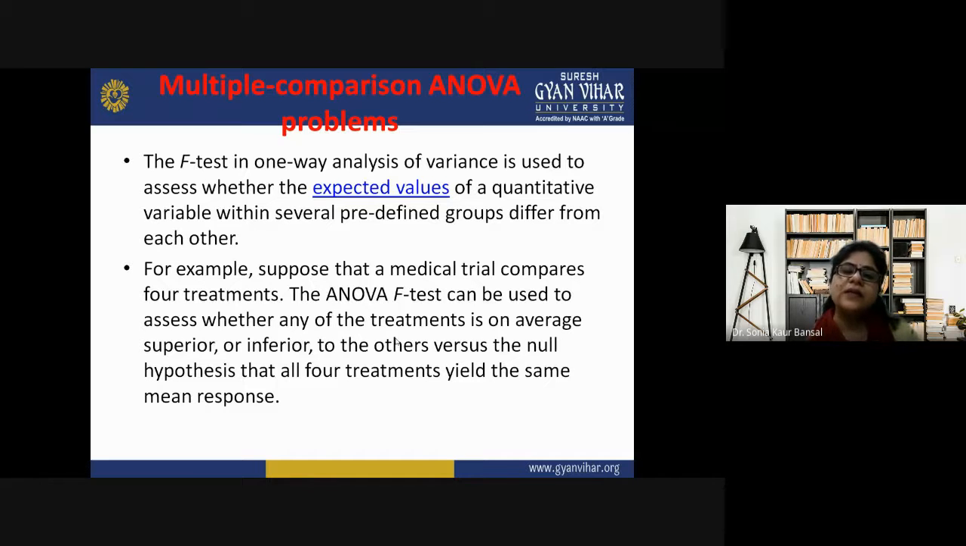So just understand it in other words, students, that when we take out the mean of every treatment, when we are applying the treatment on the patients, we have particular data for that. Maybe 50 patients are there in each of the 4 treatments, and then we have the mean value. And now the F-test will enable you to assess whether any of the treatments is on average superior or inferior to that mean value. So that is how you will accept or reject your null hypothesis.